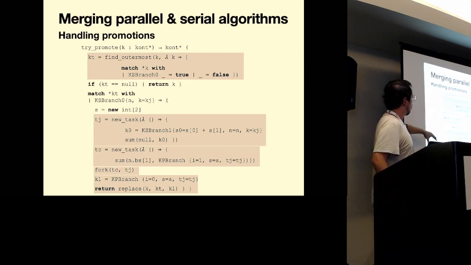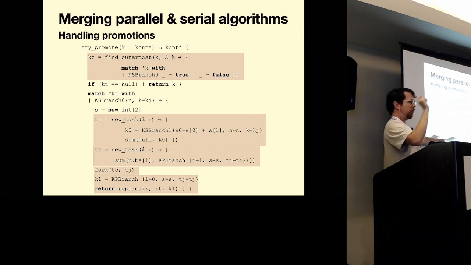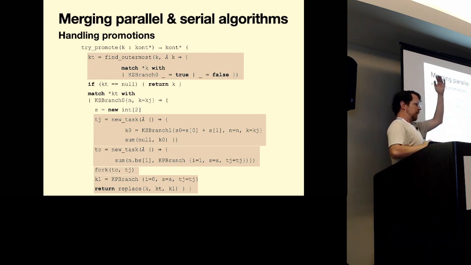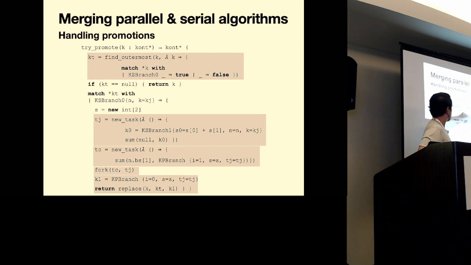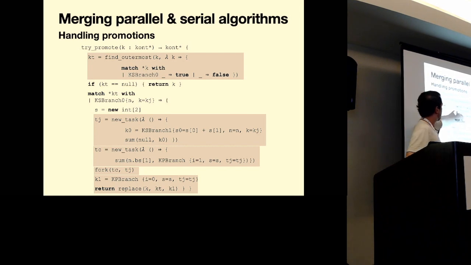I won't linger long, but this is actually the code that implements that behavior. It's not very complicated, really. This part is finding the outermost instance of a promotable task by looking up in the stack for the outermost kind of parallel continuation. In this case, the only frame in our stack that has any parallelism associated with it is the case where we've gone into a left branch and we're serially waiting to process a right branch. That's this KS branch 0 case. KS branch 1 is the other case. So that's what this is doing.